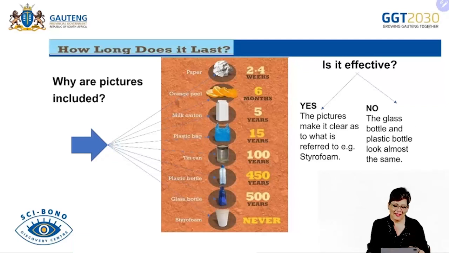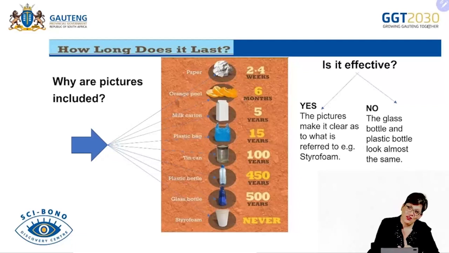Now, if you look closer, the glass bottle and plastic bottle looks the same. So, how are you going to distinguish between the two? And remember, this is in color. When you write your exam, it will be in black and white, which will make it even more difficult to see. I don't think there will be any distinguished features between the two of them.